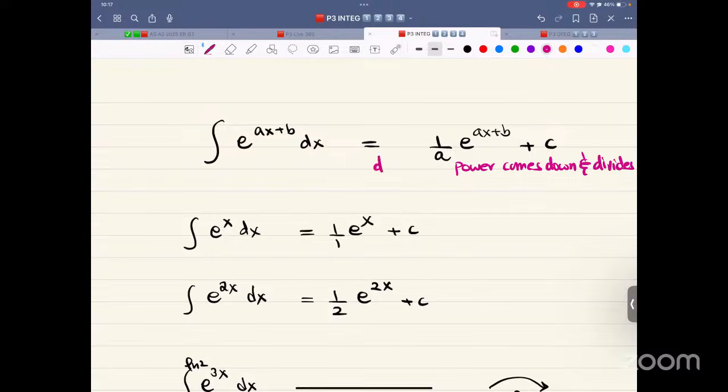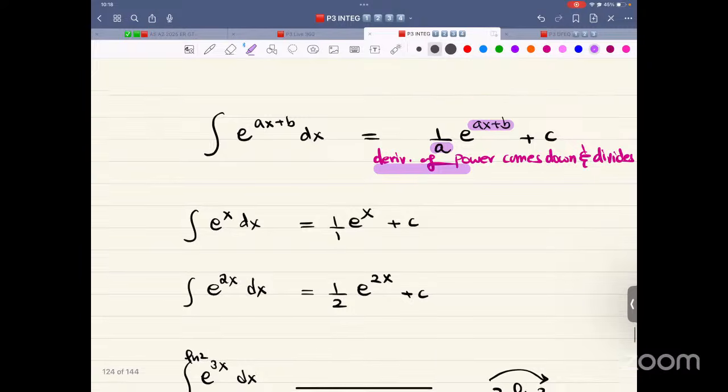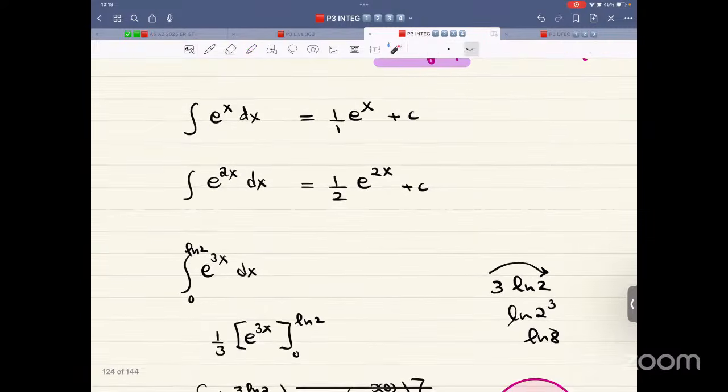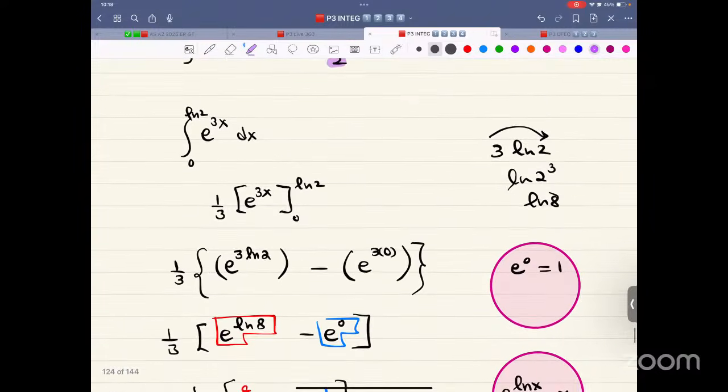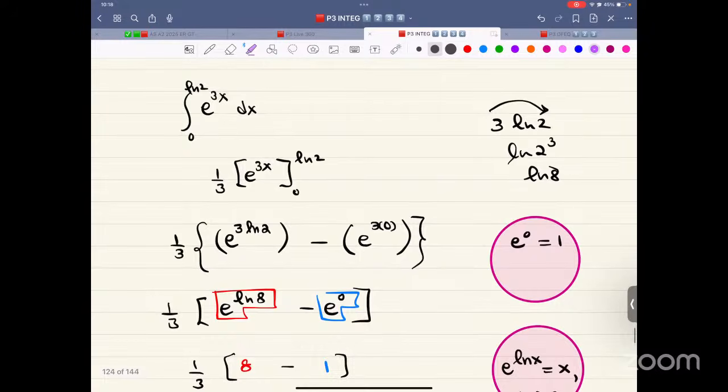And this is the derivative of the power. Derivative of power comes down and divides. So this is the derivative. This is the power. That is the derivative of the power. E raised to power of x, that is 1 over 1 e raised to power of x. E raised to power of 2x, derivative is 2x. So 2 comes out and divides. Derivative is 1. Very important rule used over here.